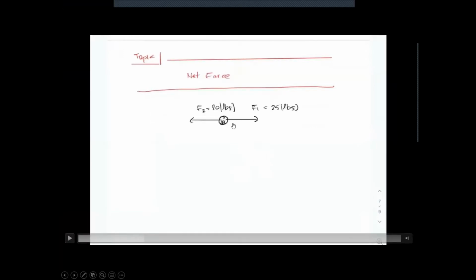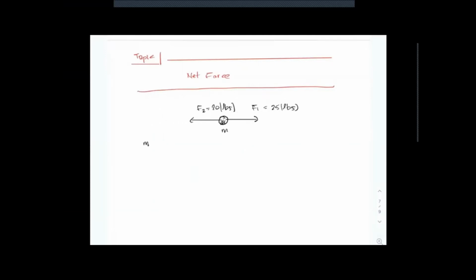So imagine that you got this object, the mass, and there are two forces acting on it. 21 pounds to the right, 20 pounds to the left. So what's the net force? Okay, so let me give you the definition of the net force. Definition of the net force is the sum total of all the forces acting on this mass. Got it? So which means that you have to sum up the forces.